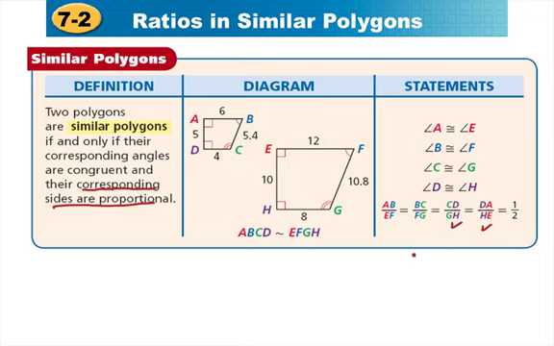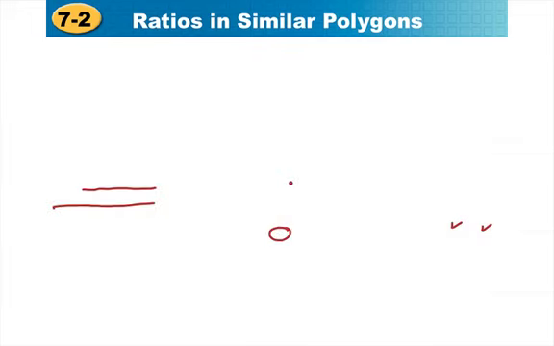So this is the definition of similar polygons. And notice that we're using the symbol that represents the word similar. And again, they are the same shape, but not necessarily the same size. That's what it means to be similar. Next slide.